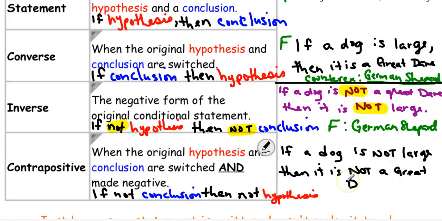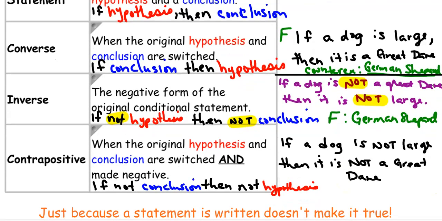Great Dane. So again, let's talk our counterexamples. For our counterexamples, I would say if a dog is not large, I have to think of a dog that is not large. You could say a Chihuahua, you could say a miniature poodle. I don't know enough dogs, but it's definitely not going to be a Great Dane, right? If a dog is not large, it means you have a small dog. If you have a small dog, then it's definitely not going to be a Great Dane.